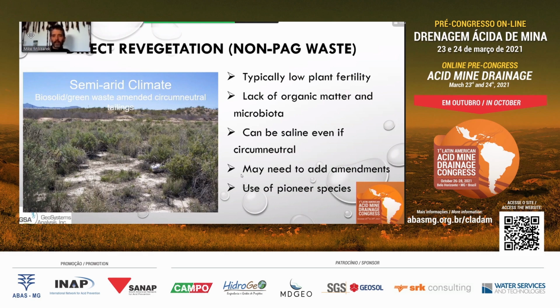And so generally speaking, to get waste rock or tailings material to revegetate, we need to add some type of organic amendment to boost the organic matter, to get the bugs into the tailings so it can start doing nutrient cycling. And the other thing to consider is you need to use what we call pioneer species, or species that are used to disturbance.